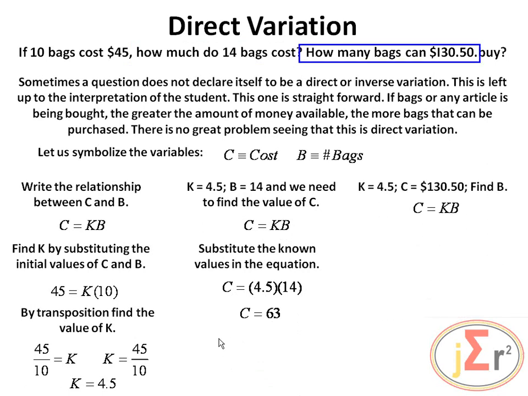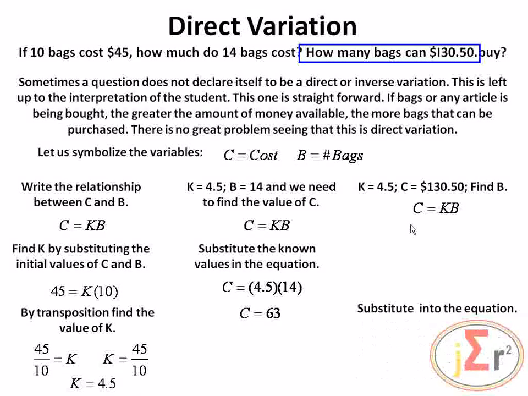So that is $63. In the other section, how many bags can $130.50 buy? Of course, we have the constant. We know already that it is 4.5. We have calculated it earlier on. And we have the cost. So all we need to determine is the number of bags, which is b.